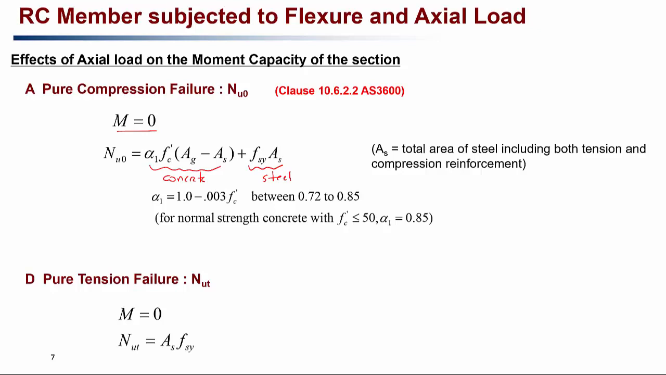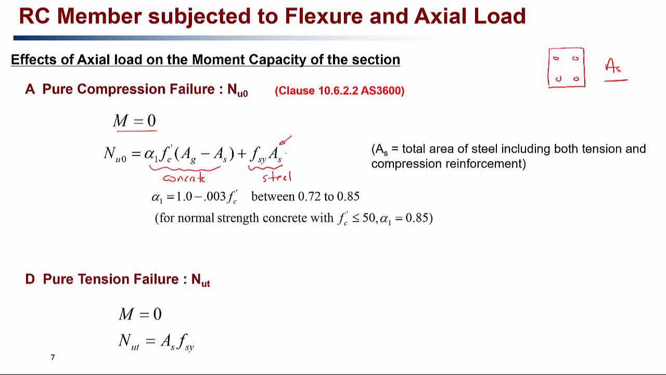So in the column there are steel and the concrete as well, so the compressive force is taken by both concrete and steel. The compressive force that is taken by the steel is area of steel multiplied by FSY. Now if this is your column and you have 4 reinforcements, the area of steel AS is the area of all the 4 reinforcements, multiplied by the yield strength of the steel, that will give you the compressive force taken by the steel.